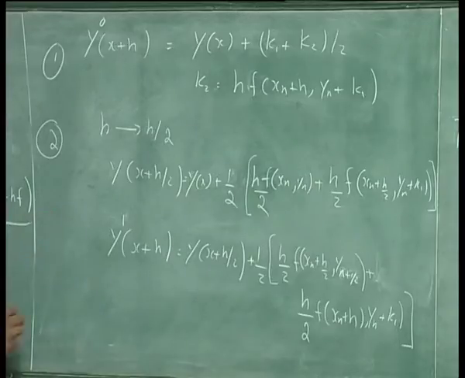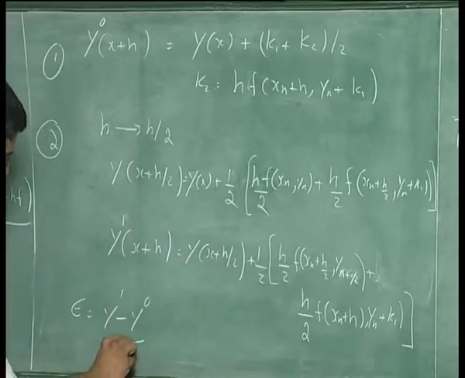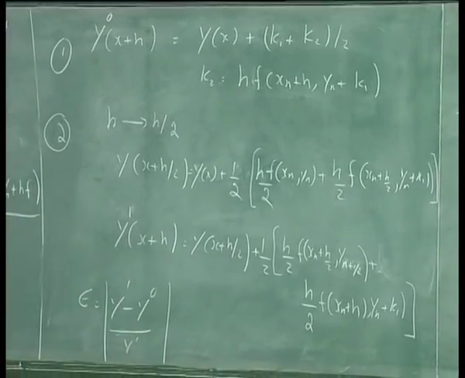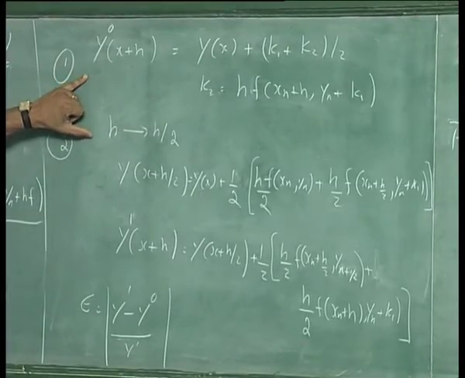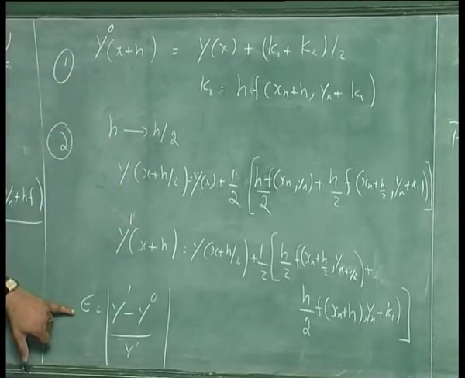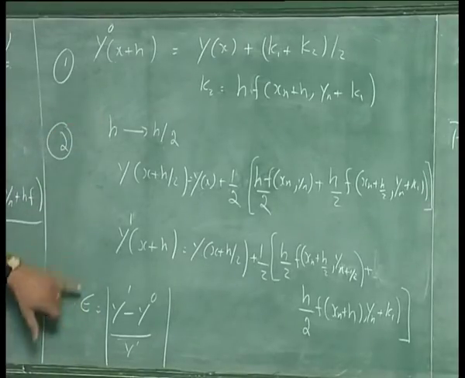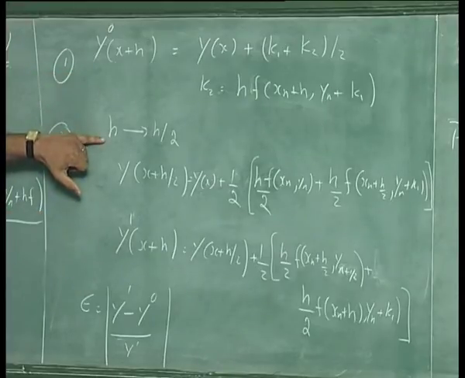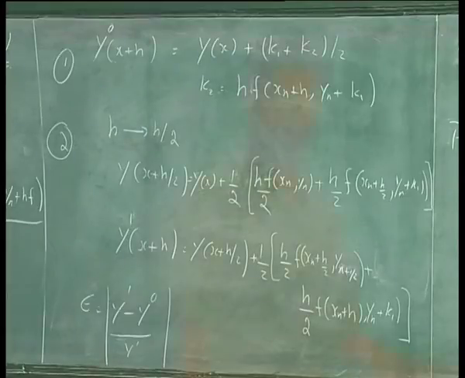And then I compute an error, which will be y1 minus y0 divided by y1, mod of that. If my values are correct, whether I go by step h or step h by 2, I should get the same answer. This should be 0 or very, very small. If it is not small, then I will go back to this loop again and halve the step again, and I will continue this loop till I get the same value. So that's the idea behind adaptive step size.